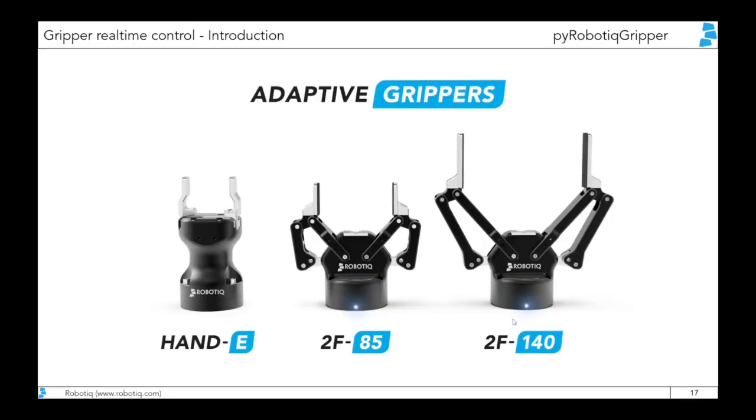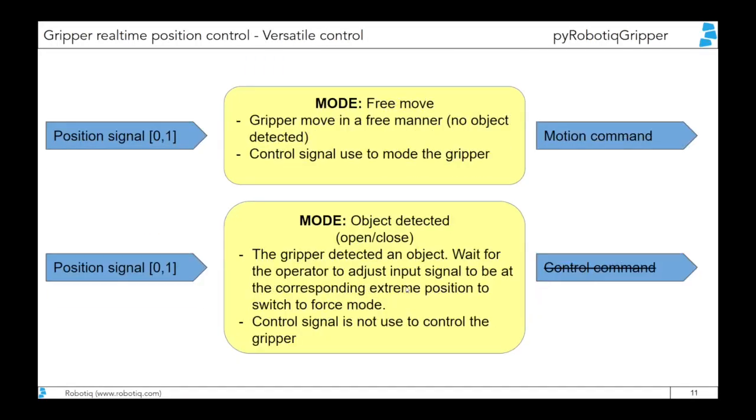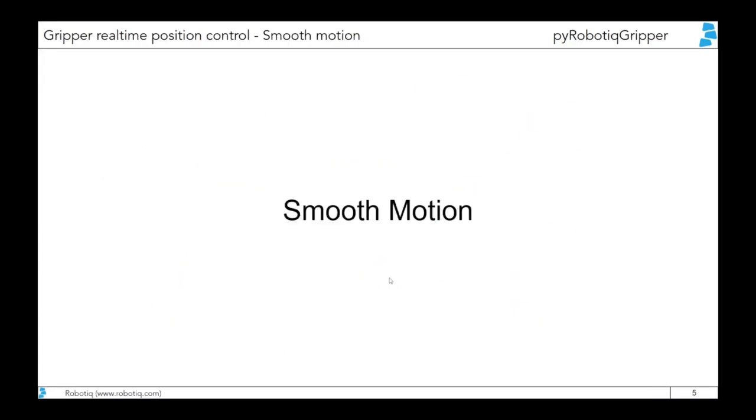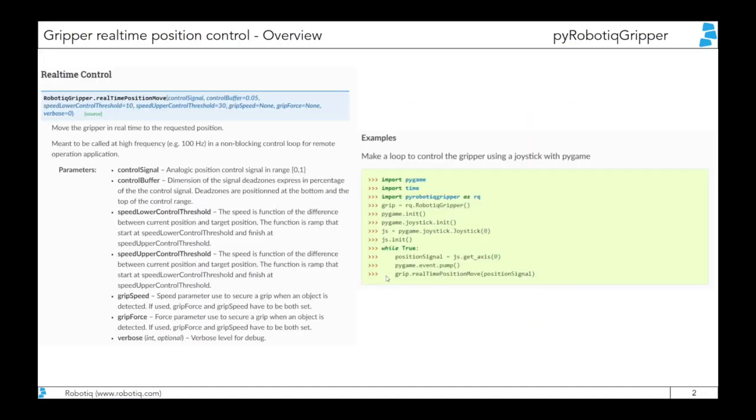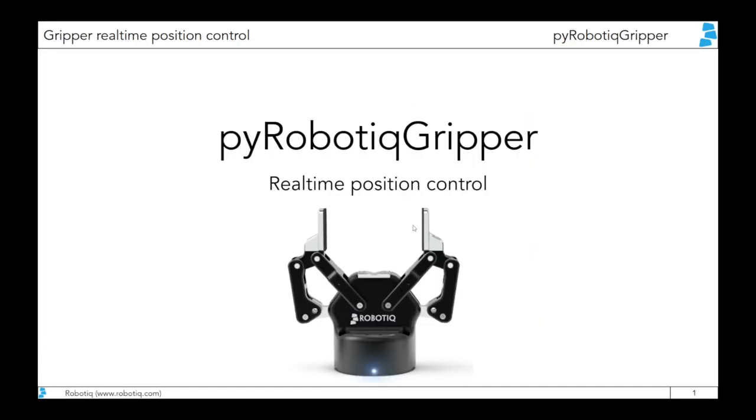So yeah, that's it for the real-time position move function. So feel free to use it, try it, and let us know if you have any feedback, if there is anything you think would be interesting to implement in this function. So once again, this is a kind of a prototype function.